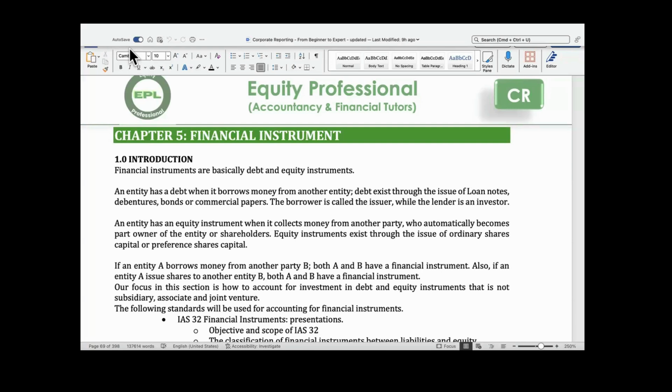Today, we are going to be starting a new topic, financial instrument. Financial instrument is what we're going to look at today.